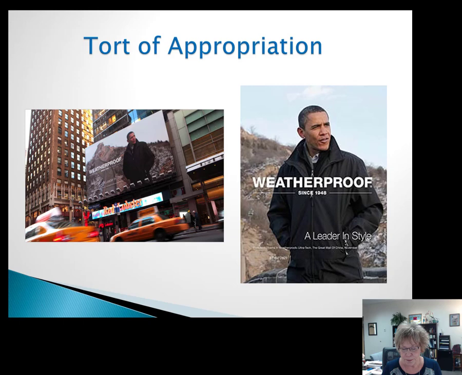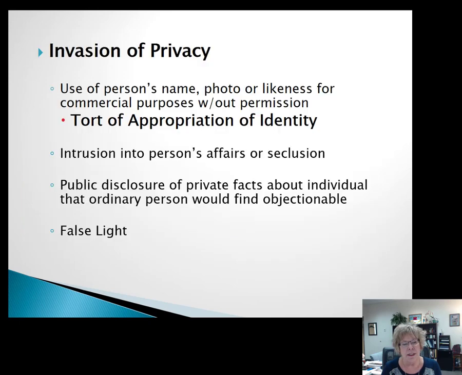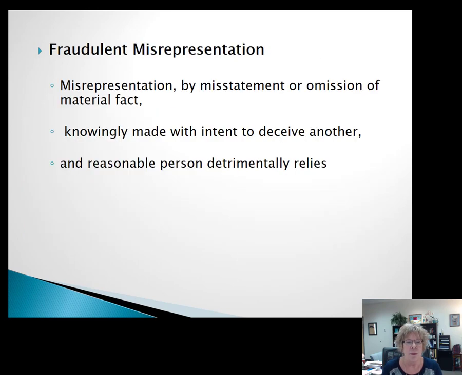Wow. All right, the other torts, let me just go back. Intrusion into a person's affairs or seclusion. Somebody puts a little camera in your bathroom and is taking pictures of you, and you find out, you can sue them for this intrusion into your personal affairs. There are other types of invasions of privacy. I'm not going to go over those. I just want you to know the tort of appropriation of identity.